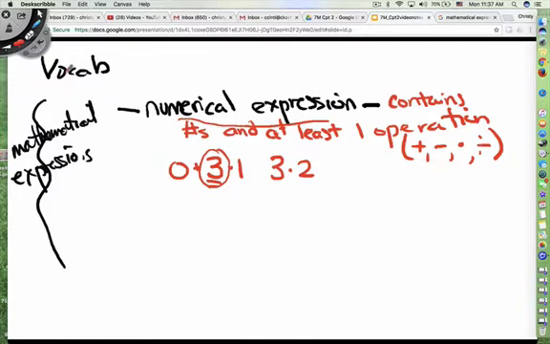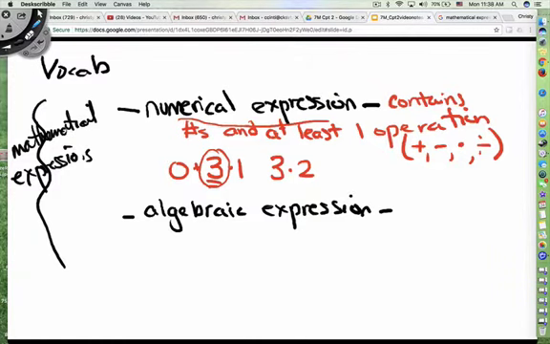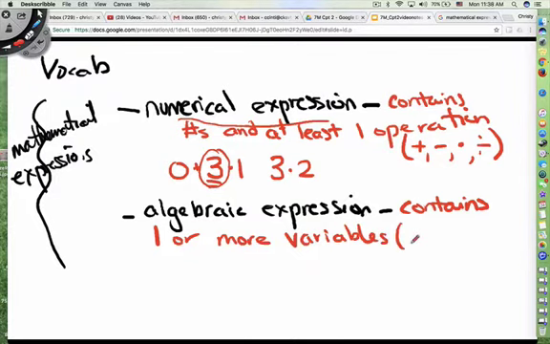in a numerical expression. The other type of mathematical expression is known as an algebraic expression. And this one is going to contain a variable, okay? Contains one or more variables or unknowns. And those would be like X, Y, Z, A, S, whatever.